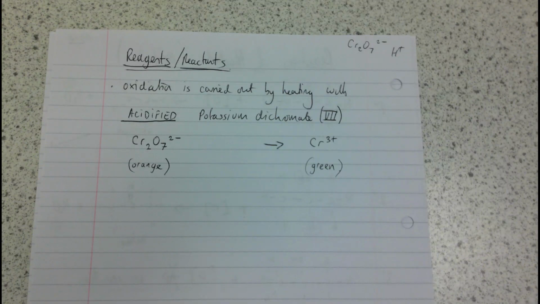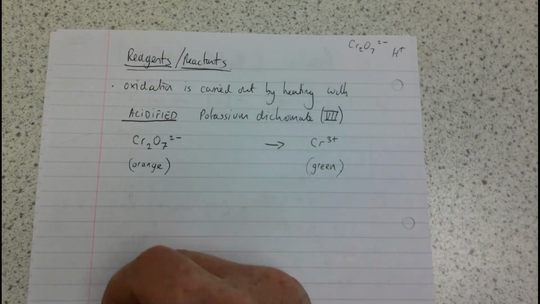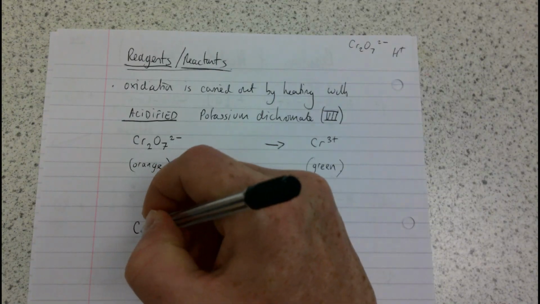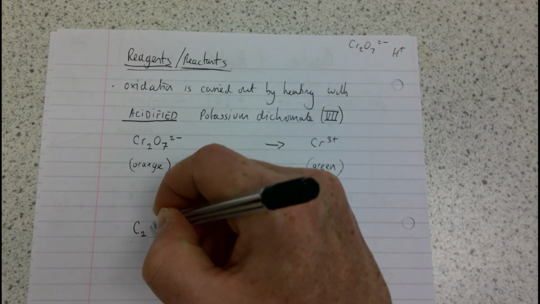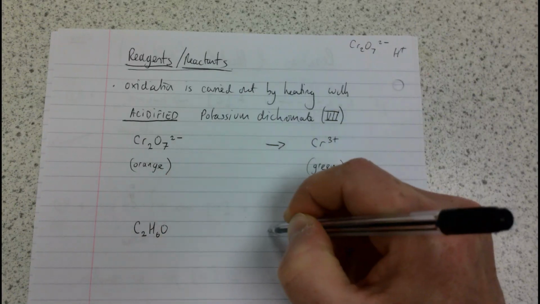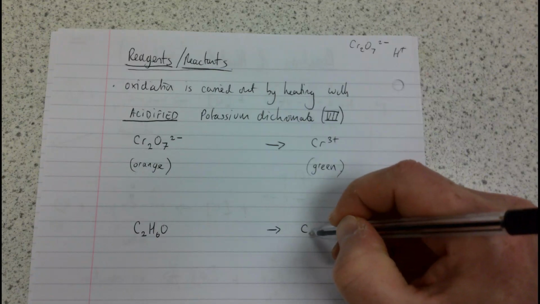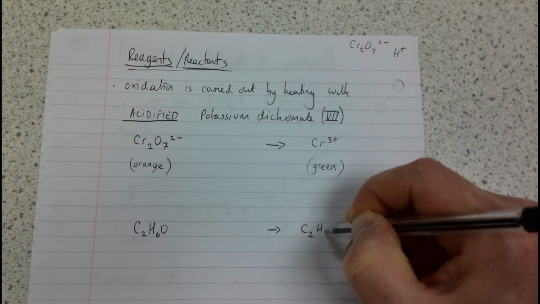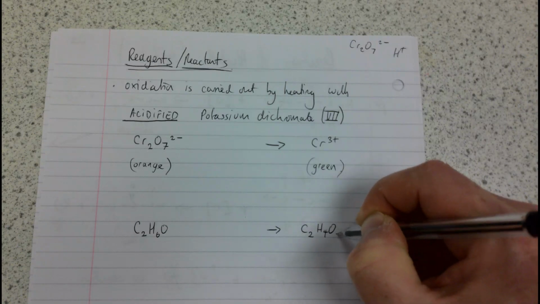If you finished, can you do the half equation for the oxidation of the ethanol to ethanoic acid? Write the molecular formula. It's a bit of an extension question. Bonus question for those who've finished. The ethanol is C2H6O, goes to ethanoic acid, which is C2H4O2. Can you balance that half equation as well?